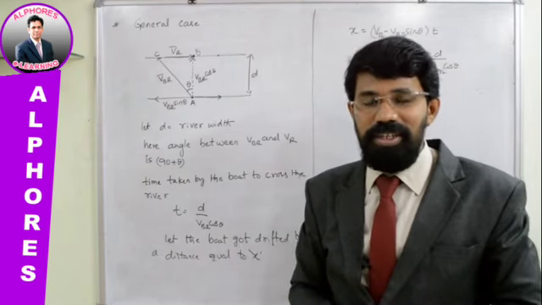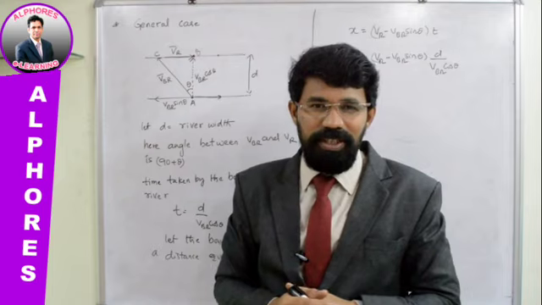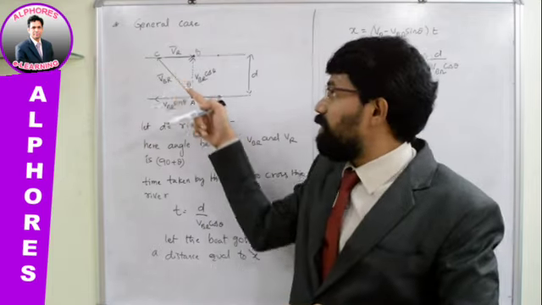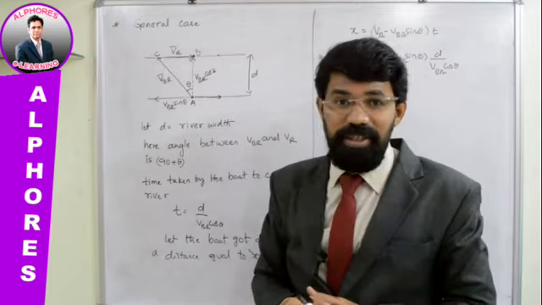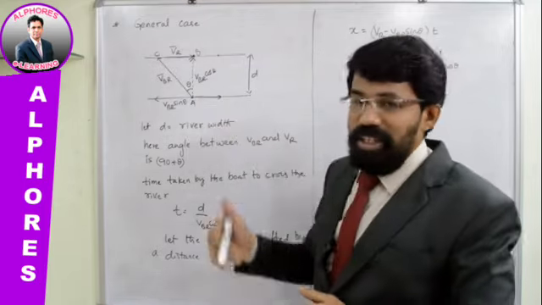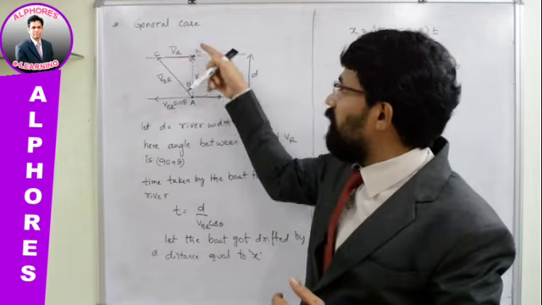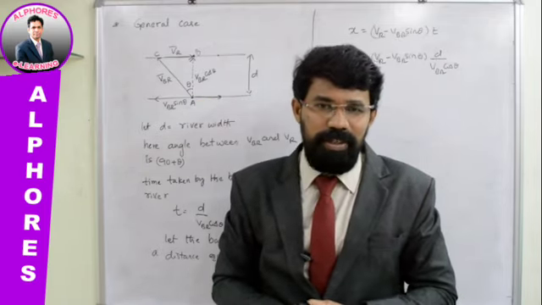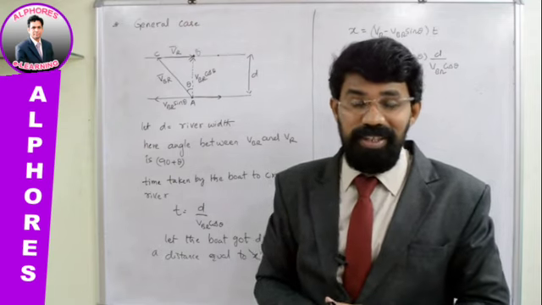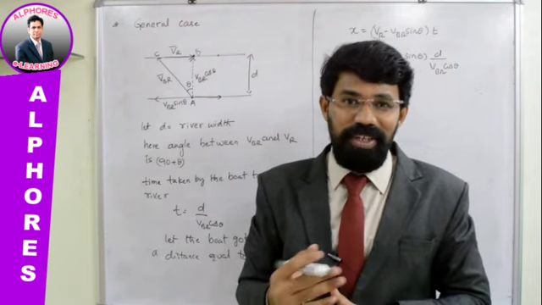So in that case, you can consider this situation as river flow favoring the boat. Here, when the boat is driven along this direction, river flow is opposing the boat's motion. So if the boat is initially driven along this direction, you can assume the river flow is favoring the boat's motion. If that is the situation, there is a chance for crossing the river very quickly.